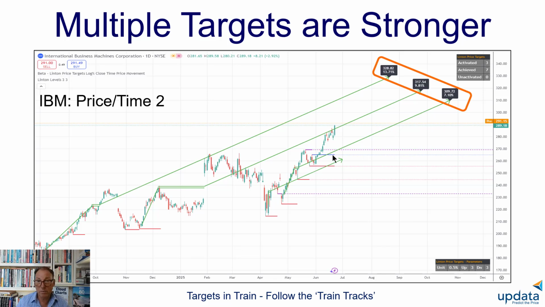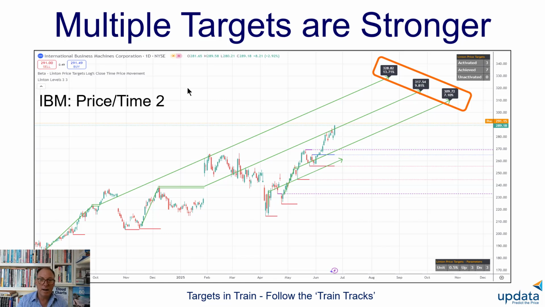We're also remembering what we said in the last session about breaking resistance levels. So we break that resistance level, those targets start to become more valuable because we've broken a key level, and that's the target area. So multiple targets are stronger. It's a bit of a rule of thumb, but I would say 2 targets is twice as likely to be met as 1, and 3 targets, well, that's even more powerful.